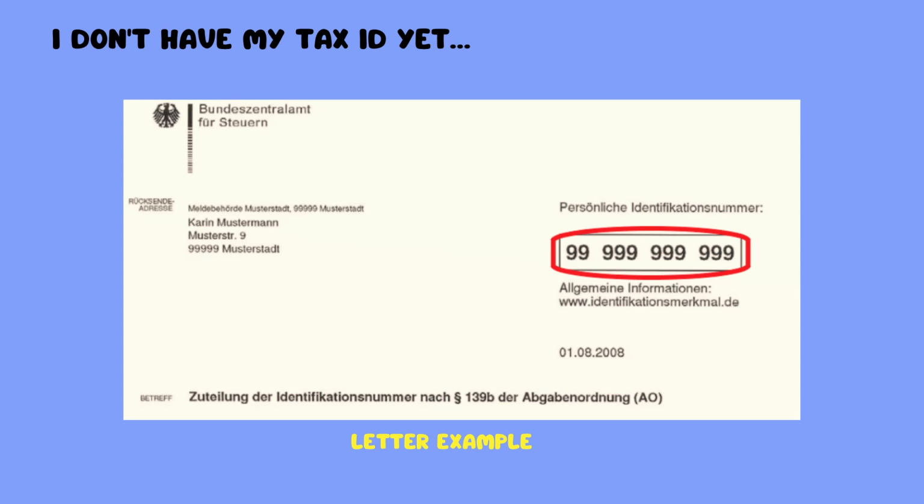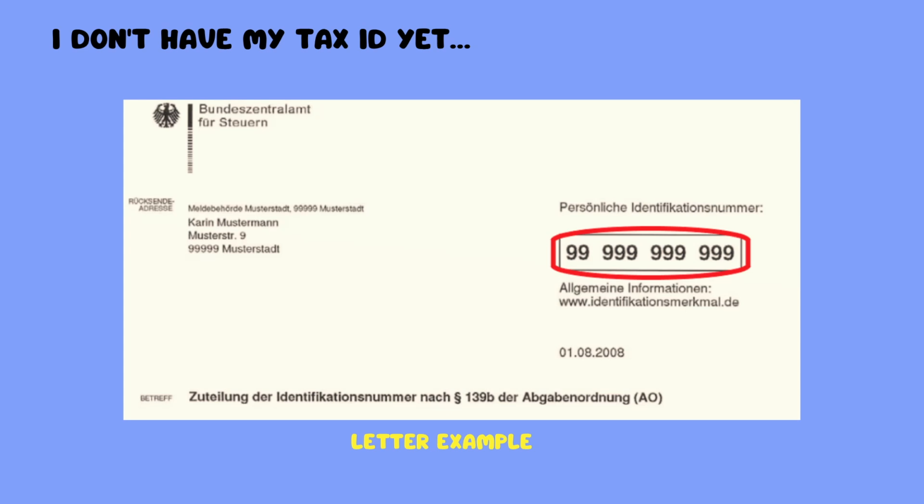Payroll uses this number to retrieve your electronic tax information. If you don't have it yet, don't panic. Many international employees start work before receiving their tax ID. However, you should give it to your employer as soon as you receive it. If payroll cannot retrieve your tax information for an extended period, they may eventually have to use tax class 6 until the issue is resolved. That usually means much higher tax withholding.